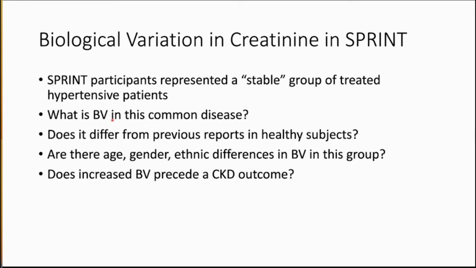And so rather than looking at biological variation purely in healthy individuals, how about looking at biological variation of creatinine, which is the analyte I was interested in, in this stable group of people who've got such a common disease? What does biological variation of creatinine look like in hypertensive people? Does it differ from previous reports in healthy subjects? And are there age, gender, and ethnic differences in biological variation in this SPRINT cohort? And does increased biological variation precede a CKD outcome?